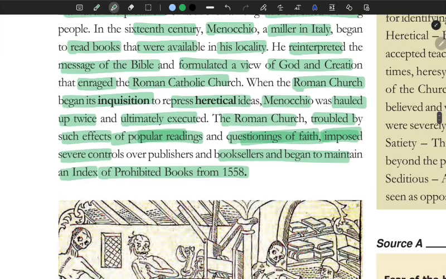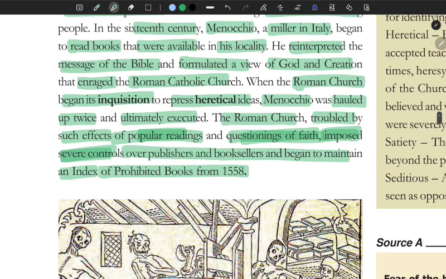imposed several controls over publishers and booksellers and began maintaining an index of prohibited books. Prohibited books का मतलब जो एक एरिया में prohibited है.